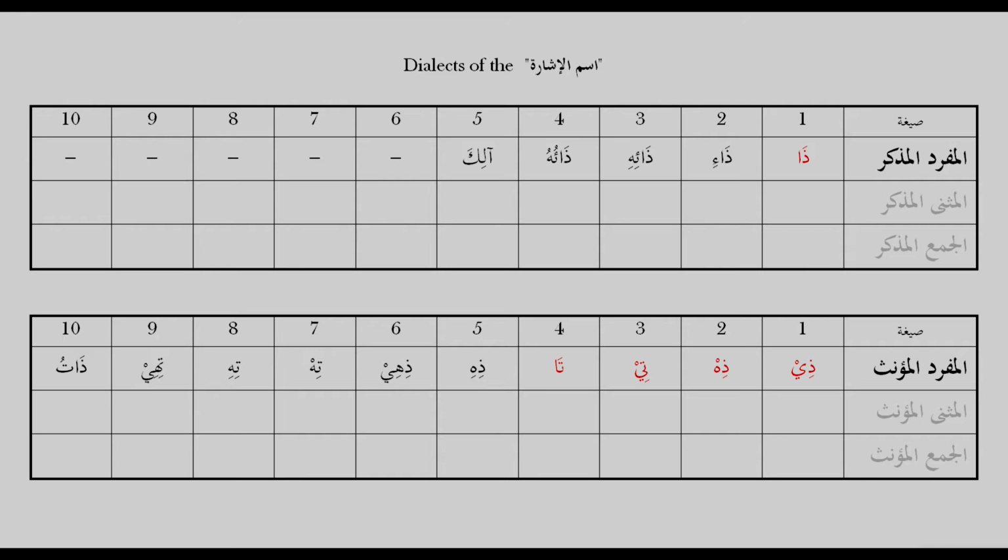So anyway, now Ibn Aqeel continues. He says, يشار إلى المفرد المذكر بذا ومذهب البصريين أن الألف من نفس الكلمة وذهب الكوفيون إلى أنها زائدة.